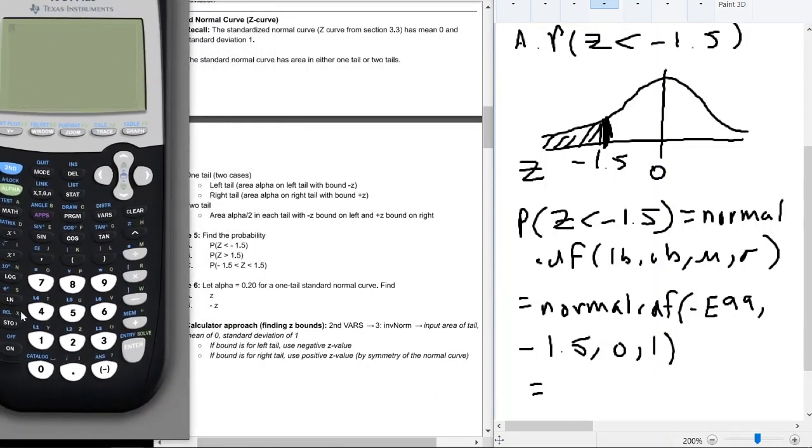So we have second vars, normal CDF. The lower bound, I'm going to type in negative E99. The upper bound is negative 1.5. The mean, standardized 0. The spread, standardized 1. So the proportion or the area that's shaded underneath the standard normal curve is 0.0668.